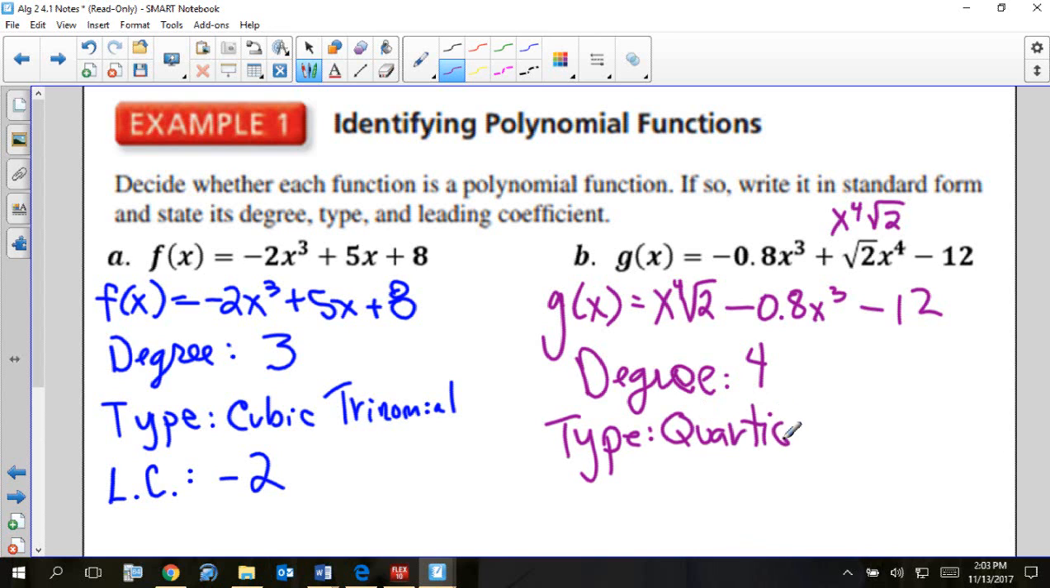And that's on that table, so you don't have to memorize it. And then how many terms does this one have? 3, so quartic trinomial. And then our leading coefficient is the coefficient for the first term. And I moved it so it's not in the front, but it is in the first term. What is it? Square root 2, or radical 2. Okay, next one.